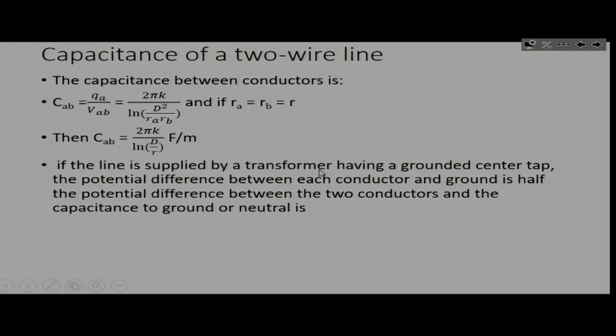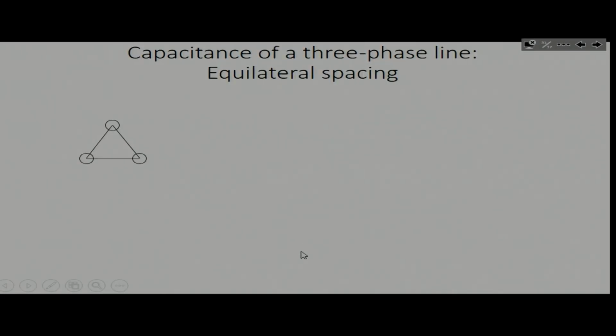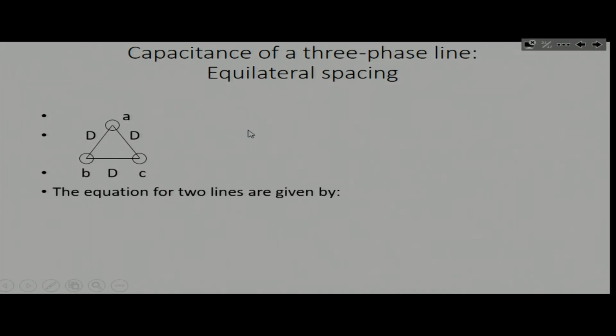Okay, if the line is supplied by a transformer having a grounded center tap, the potential difference between each conductor and ground is half the potential between the conductors, and the capacitance to ground or neutral, CN or CAN, is equal to 2 pi k over ln D over R, farads per meter to neutral. If we go to a three-phase line with equilateral spacing, the equations for the lines are given.